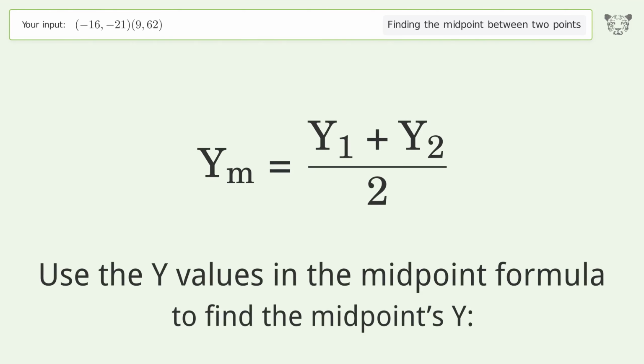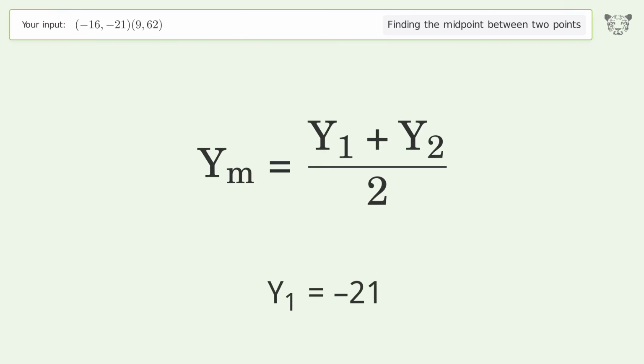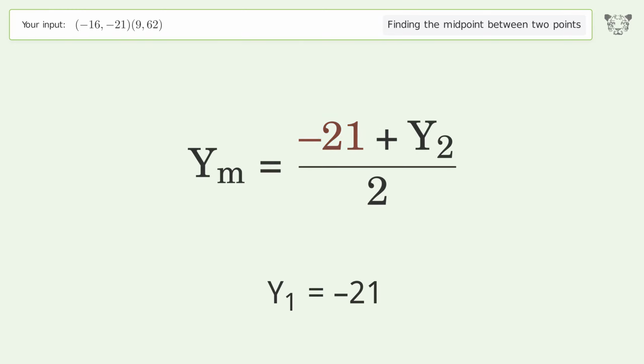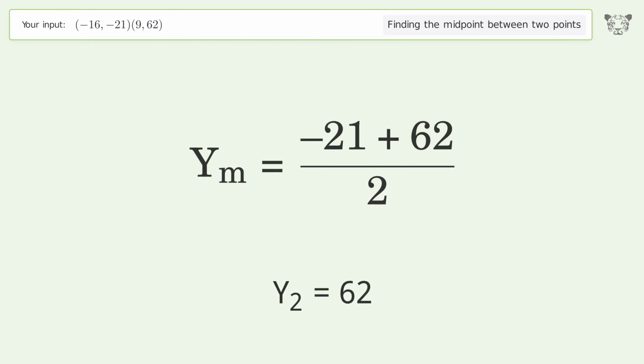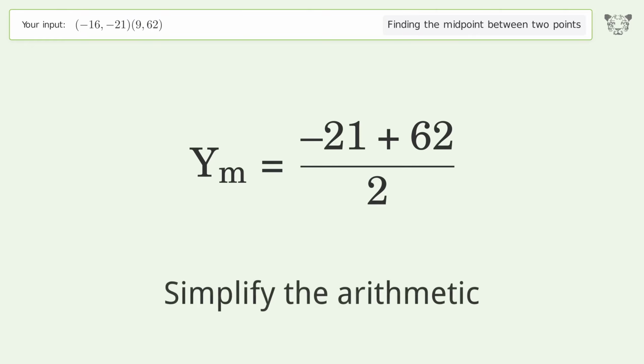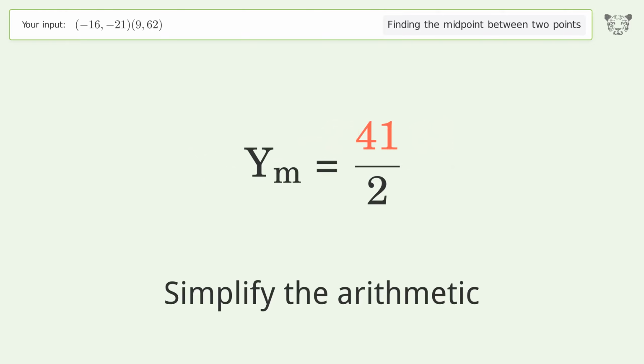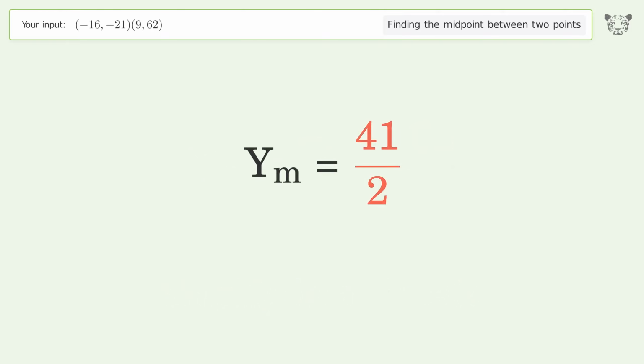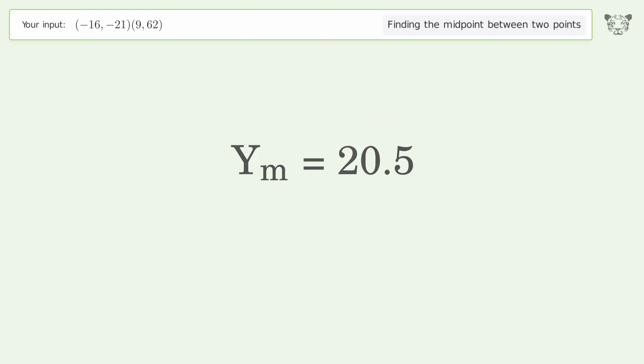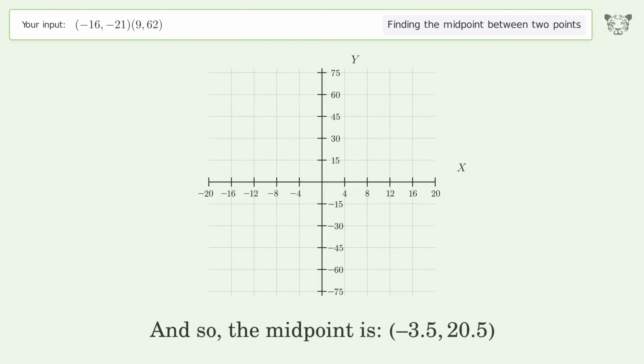Use the y values in the midpoint formula to find the midpoint's y. y1 equals negative 21. y2 equals 62. Simplify the arithmetic. And so, the midpoint is negative 3.5, 20.5.